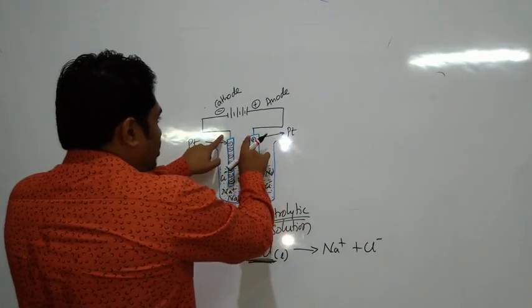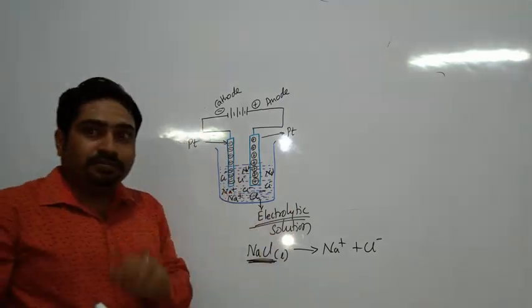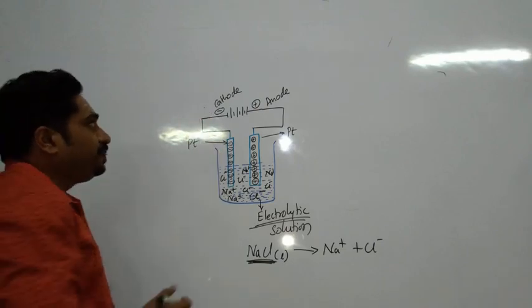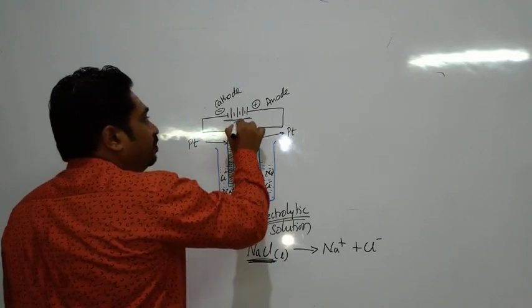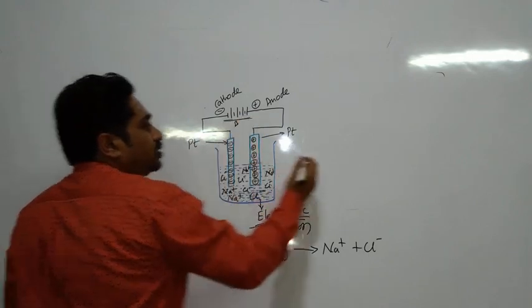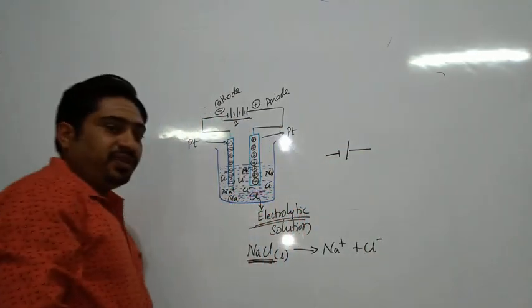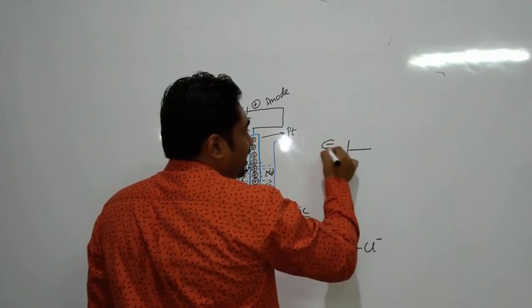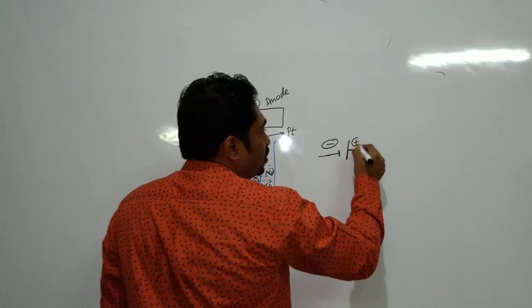These two electrodes are connected externally by means of an electric wire. Here I will place a battery. You must remember, this is the symbol of a battery. The small line indicates the negative terminal, and the larger line indicates the positive terminal.